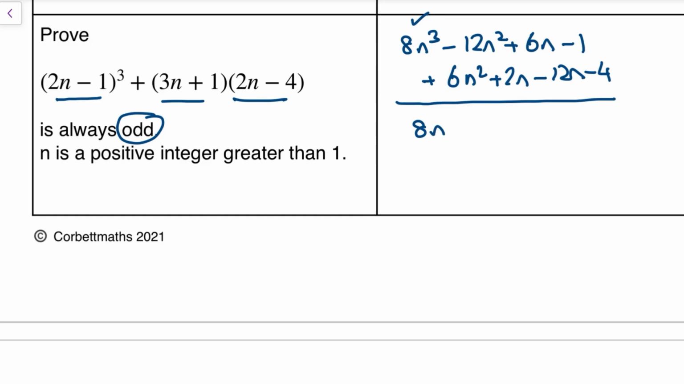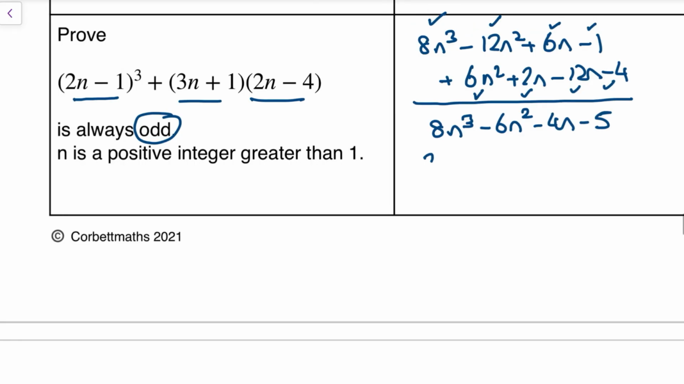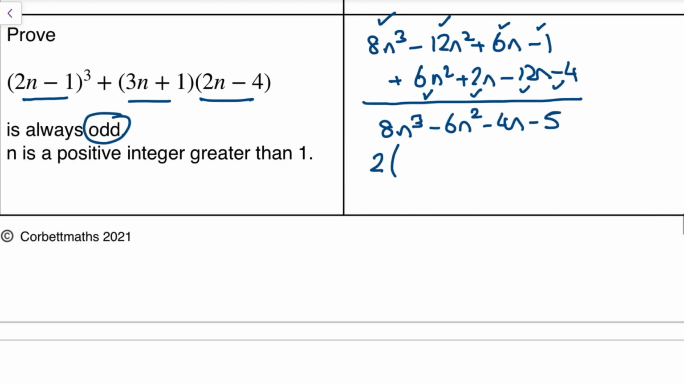So I've got 8n cubed. I've got 12n squared negative plus 6n squared, which is minus 6n squared. Then I've got 6n minus 12n, which is minus 6n, plus another 2n, which gives me minus 4n. And minus 1 minus 4 is minus 5. Now, I need to put that in a convincing way that says this is an odd number. So the way I'm going to write it is 2 lots of 4n cubed minus 3n squared. In other words, I'm halving all of these, minus 2n.